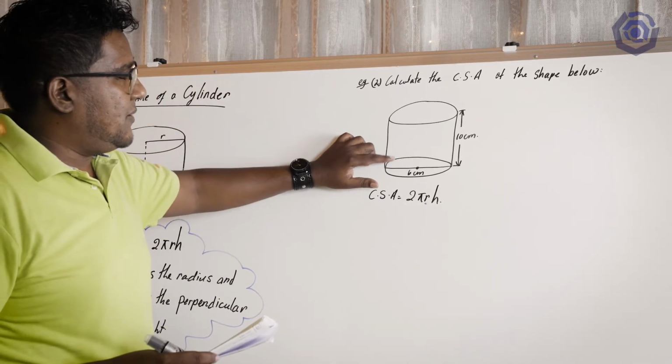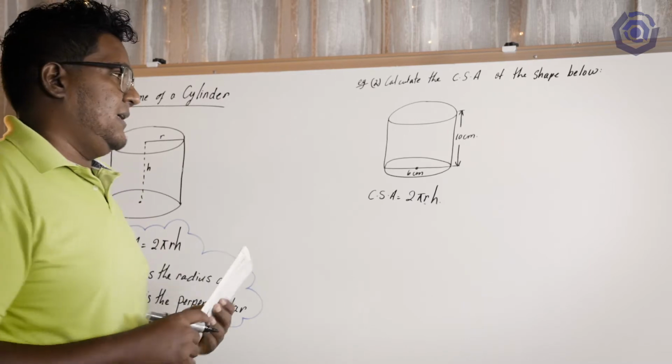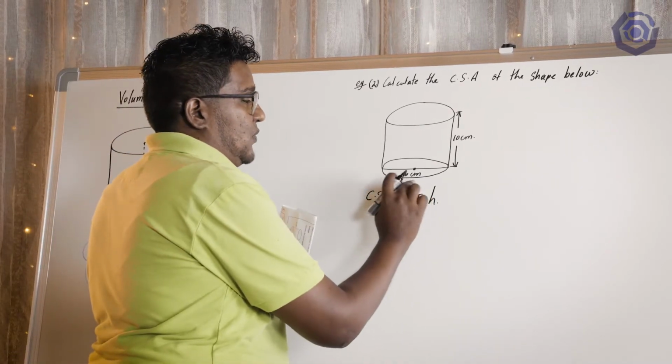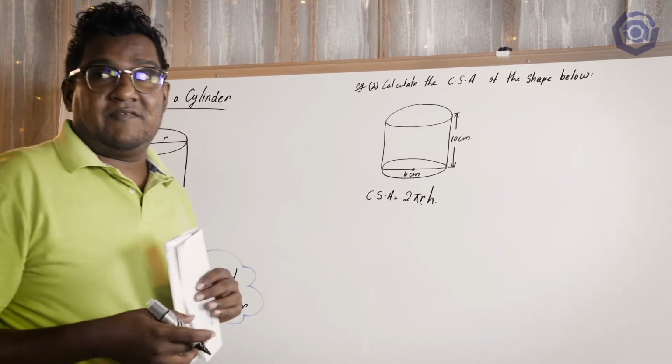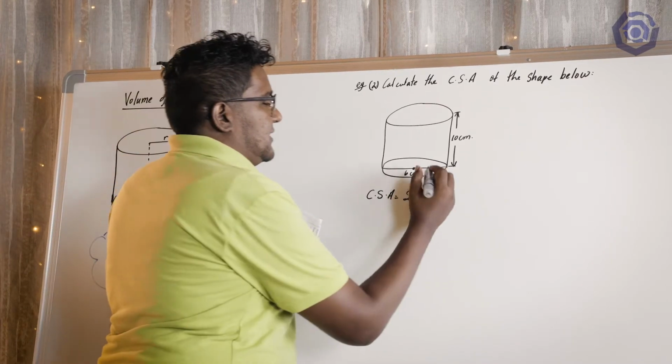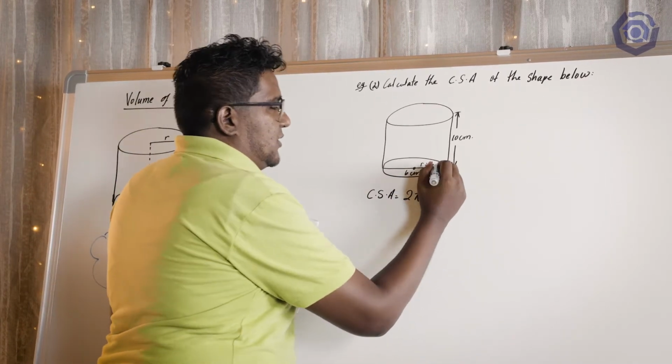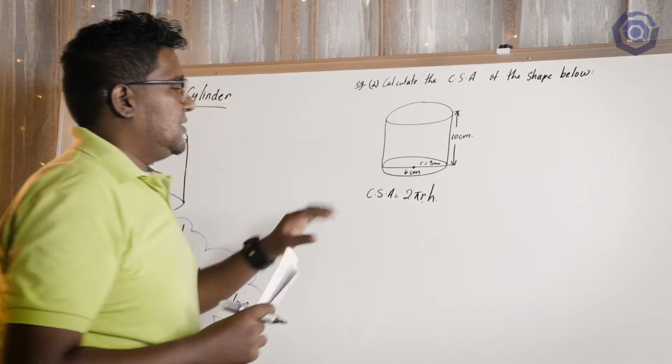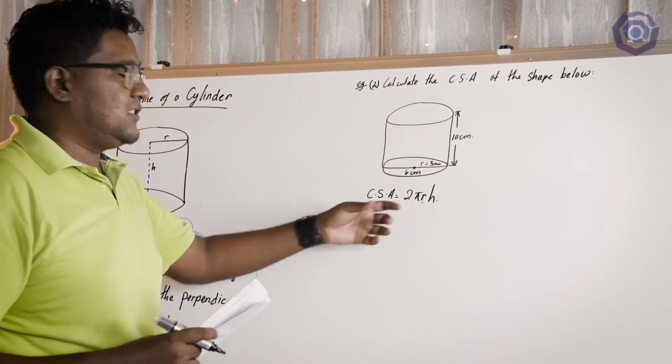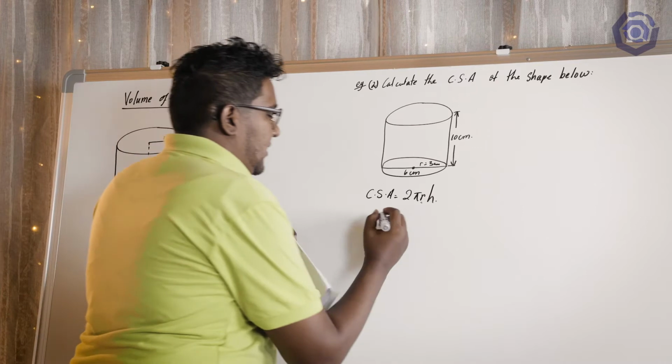In this example, they give us the diameter as being 6. So we have to first find what is the radius. Remember, the radius is half of the diameter. So if the diameter is 6, then r is equal to 3 cm. So now that we know what is r and h, let's substitute our values and solve for this.